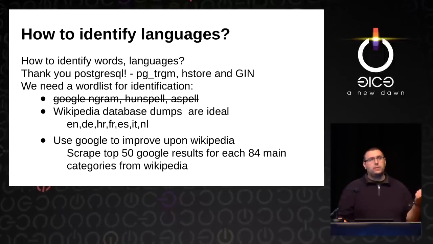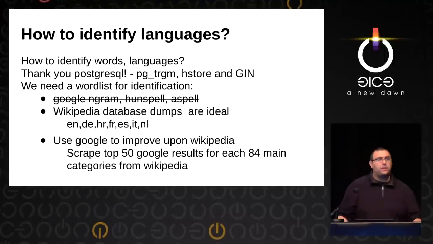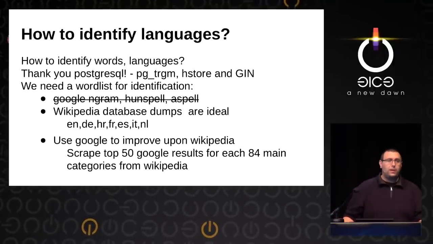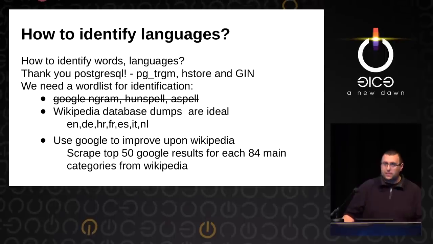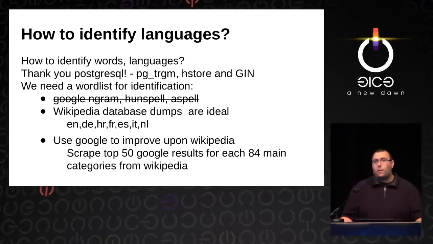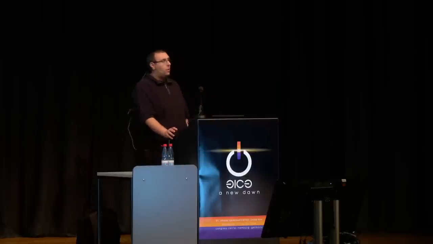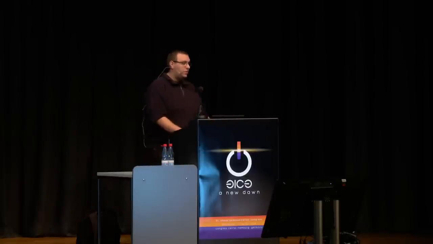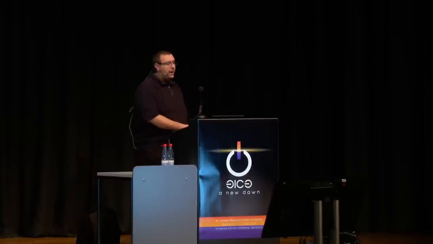First off, Google n-gram corpuses are too big. Same thing with Hunspell and Aspell, which fail on one thing: people don't create passwords by using grammatically correct sentences. They use all kinds of stuff. For instance, info about things from a popular series, like names of characters, names of places from popular books and so on. So one ideal source is Wikipedia, because Wikipedia has all kinds of articles that are not really bound by language, right? So I dumped the English, German, Croatian, French, Spanish, Italian, and Dutch Wikipedia. And that created a big word list that can be used to identify words.